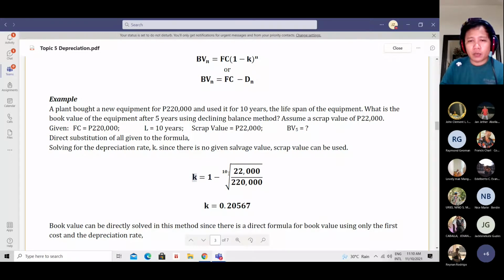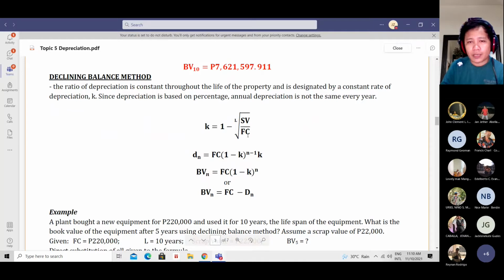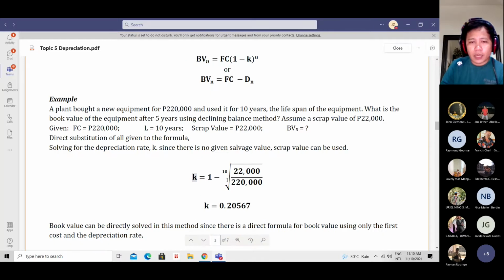So you have 1 minus the 10th root, again, no? From the formula, 1 minus the Lth root of salvage value over first cost. So you will have here 1 minus the 10th root of 22,000 over 220,000. Okay? So your depreciation rate K here is 0.20567. Sir, why did you use 5 decimal places? Now, as much as possible, for depreciation rate K, I want you to use longer decimals.